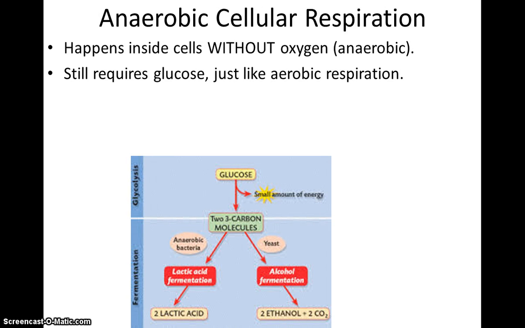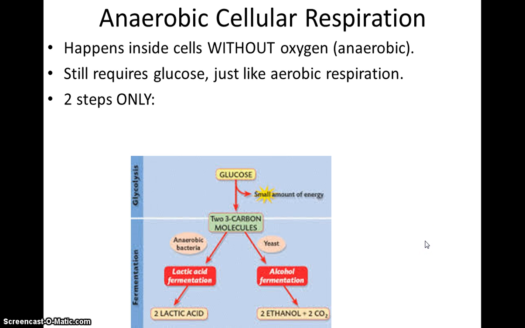Anaerobic cellular respiration, on the other hand, is going to happen when there is not oxygen available. So we say this is without oxygen, or it's anaerobic. This is still going to require glucose, just like aerobic respiration did. So you can see here we've got a little diagram of anaerobic respiration, and you do have to have glucose to start it off.